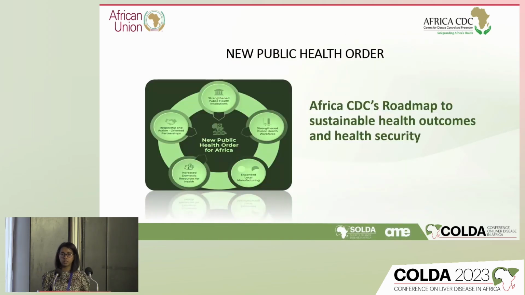So the proposed priorities of the Continental Viral Hepatitis Prevention and Control Program are in line with Africa CDC's new public health order. So one of the lessons learned during the COVID pandemic was the urgency for Africa to invest in its health system and the urgency that Africa needed to be self-reliant and self-sufficient. And this is when the new public health order came to be. So this new public health order is Africa CDC's roadmap to a sustainable health outcome and health security for its continent. And it's defined by 5 different pillars, and over the next few slides I'll be going through the proposed priorities in line with these pillars.